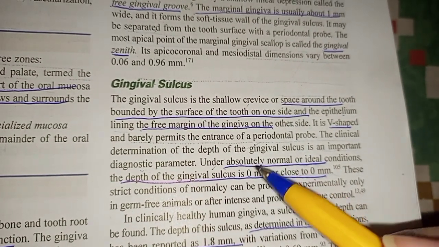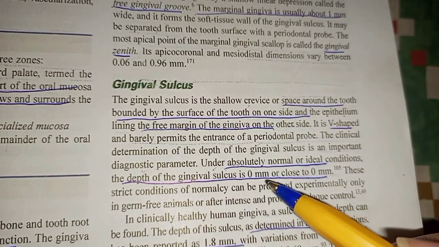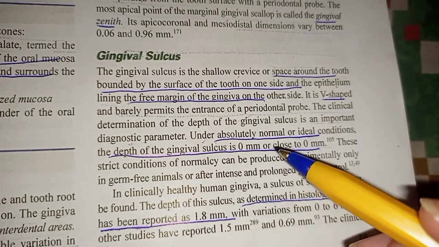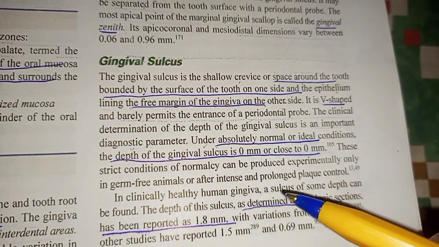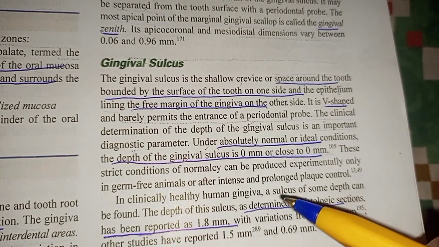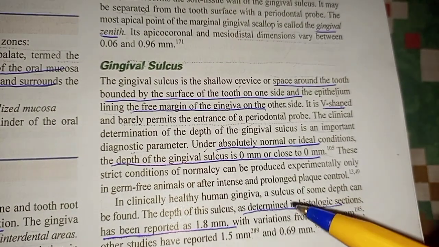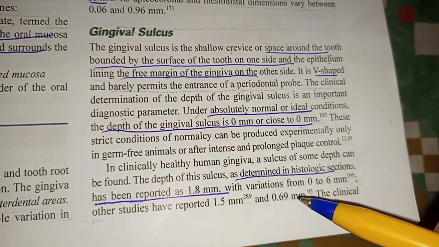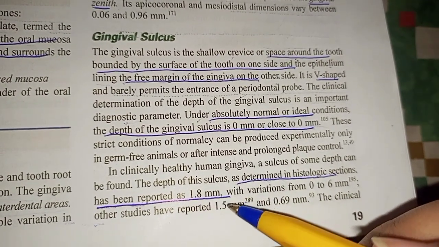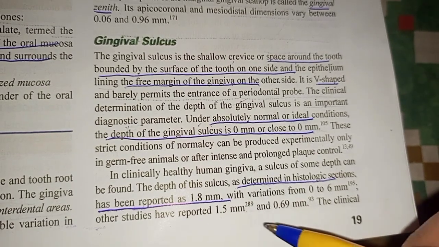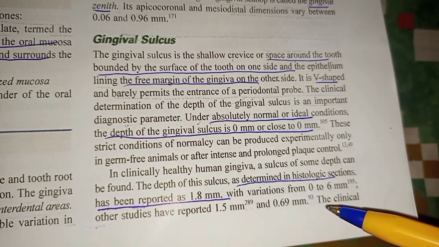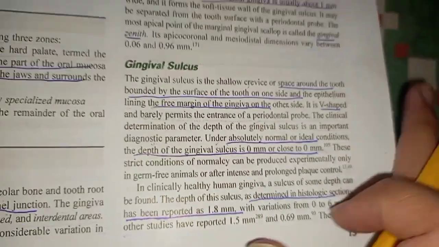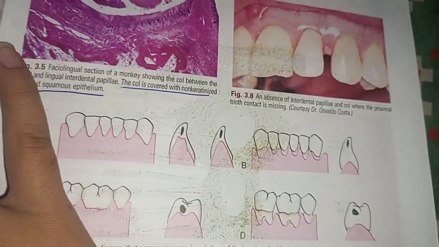If you go for the ideal depth, it is close to 0, or almost 0. This is when it is germ free, or when there has been prolonged, intense plaque control. In healthy gingiva, the histological depth is found to be 1.8 millimeter in histological sections. Then there are a lot of variations, like 0 to 6 millimeter, as reported in clinical examinations.